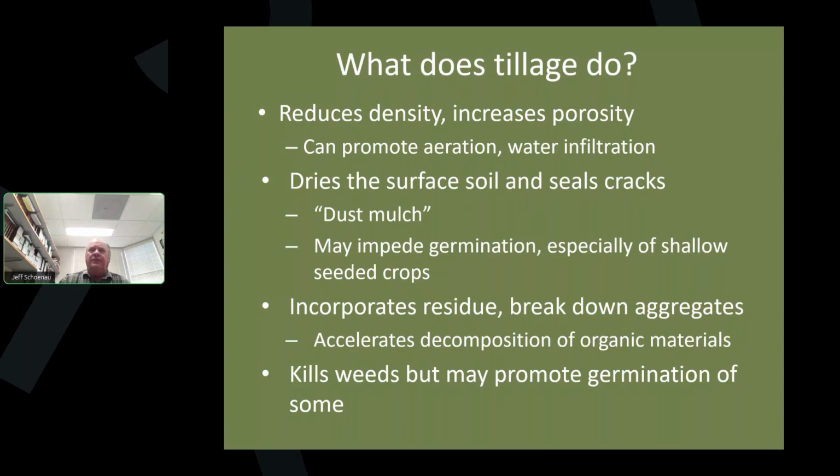It also seals up the cracks. And by sealing up those cracks and creating a kind of dust mulch on the surface, it can actually help preserve moisture down deeper by reducing the evaporative losses from the soil. Recognizing, of course, that dust mulch, which was used in the 1930s, led to a lot of issues with wind erosion. That dry surface soil certainly can impede germination, especially of shallow-seeded crops. The other thing that tillage does is it incorporates that residue and accelerates its decomposition.